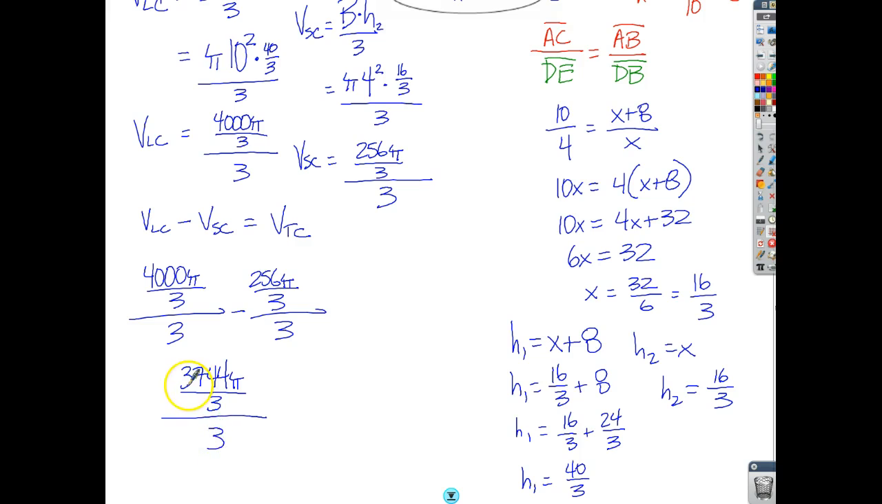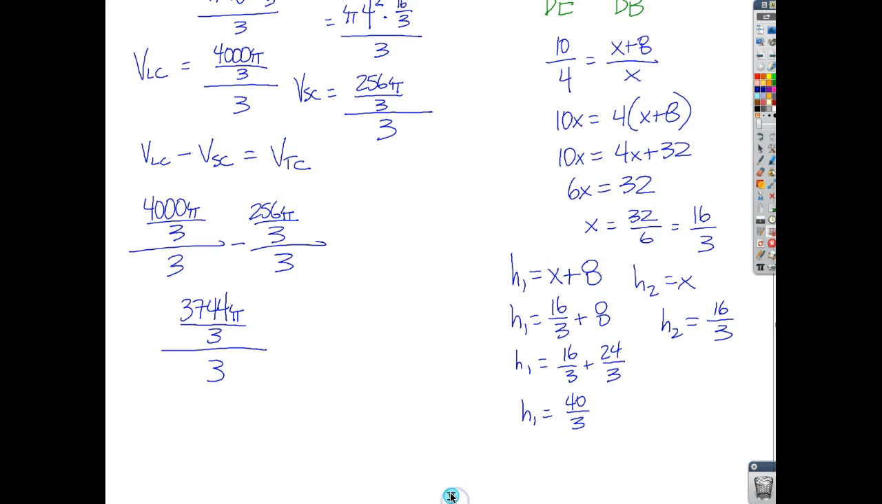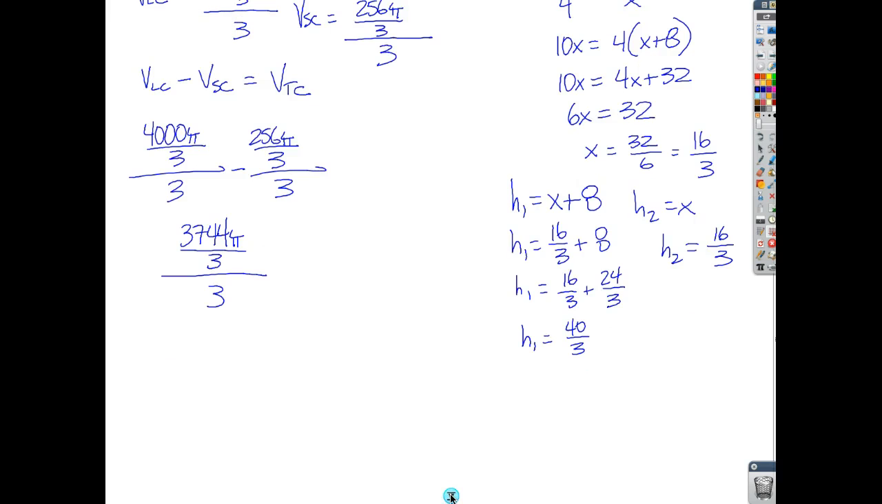Now let's look at 3,744. If I add up all these digits, 3 plus 7 is 10, plus 4 is 14, plus 4 is 18. 18 is divisible by 3. So let's go ahead and divide 3,744 pi by 3. I'm going to move this page down a little bit. Okay, 3 goes into 37 12 times, with 1 left over. In fact, let's just do this: 3,744 divided by 3.